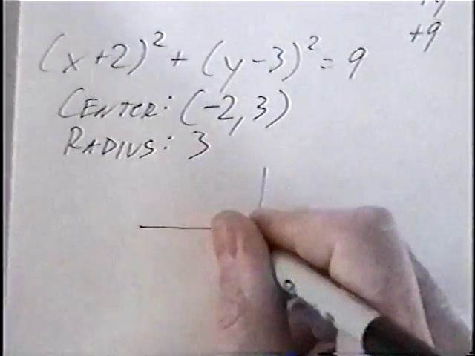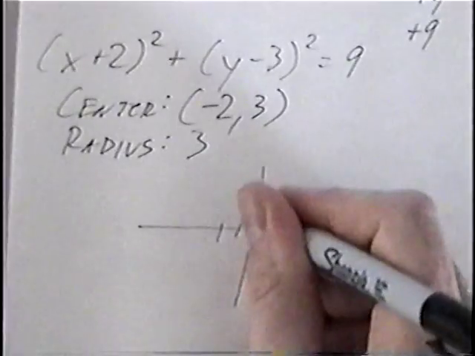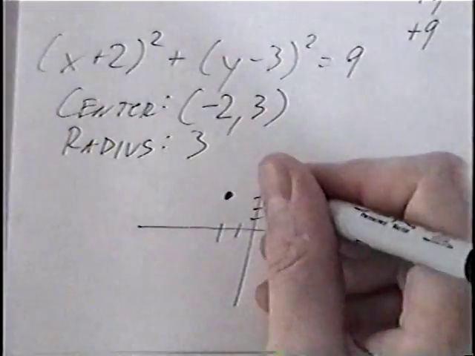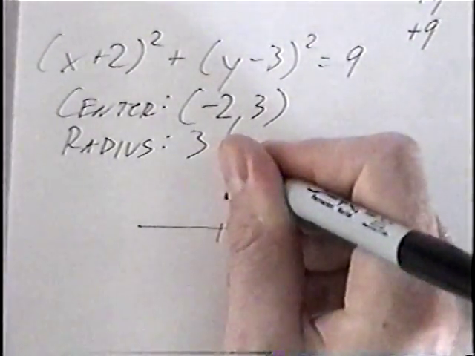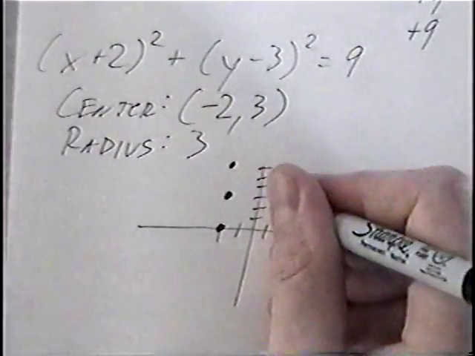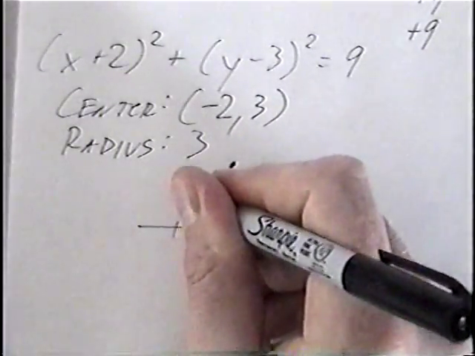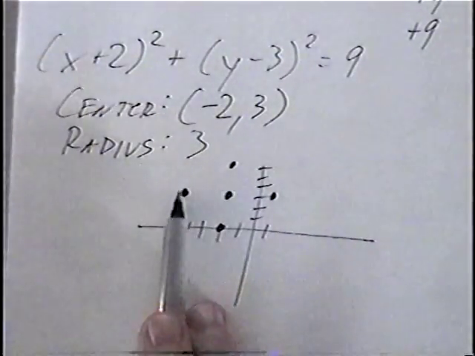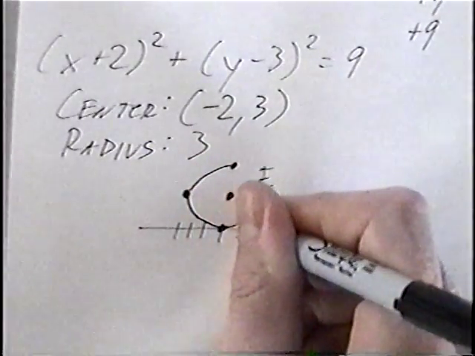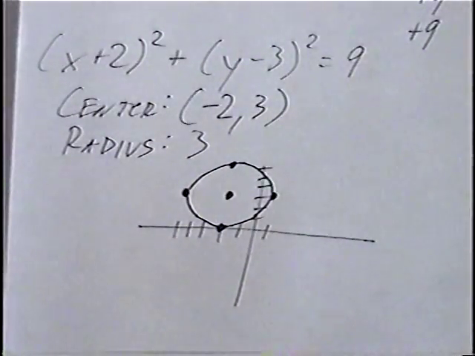Graphing the circle, we can draw the xy axis. The center would be at -2, +3. And we'll go 3 units in each direction. So 3 units up, 3 units down, 3 units to the right, and 3 units to the left. Connecting all 4 points to make a circle shape. And that will be the graph for the circle.